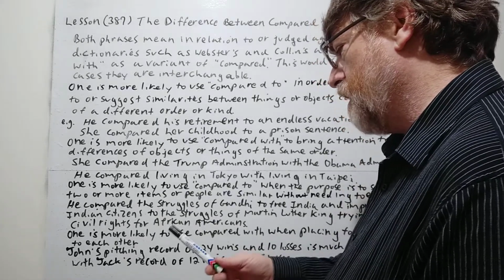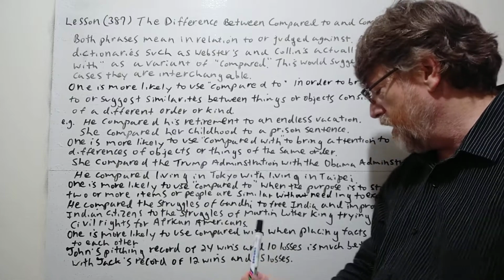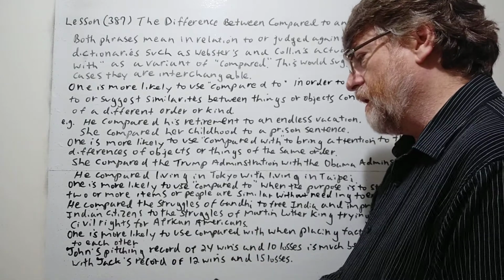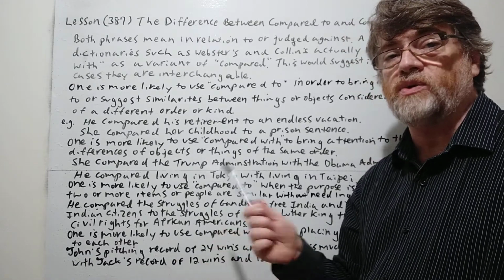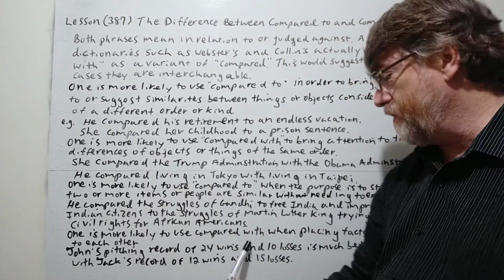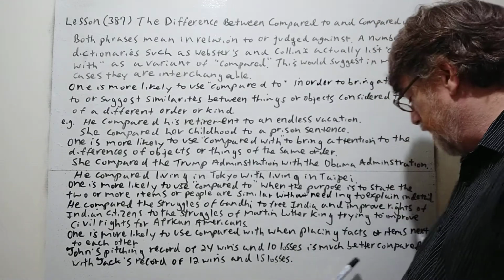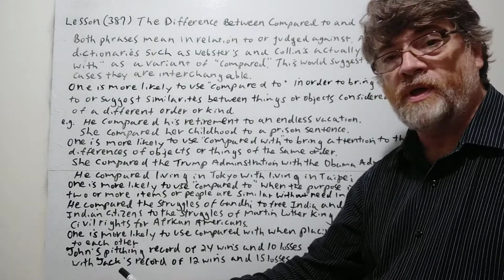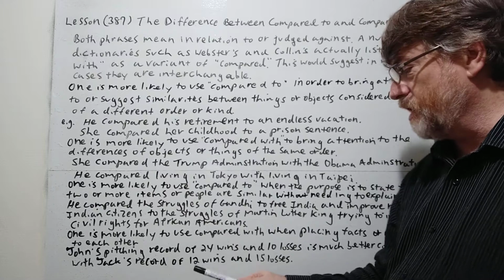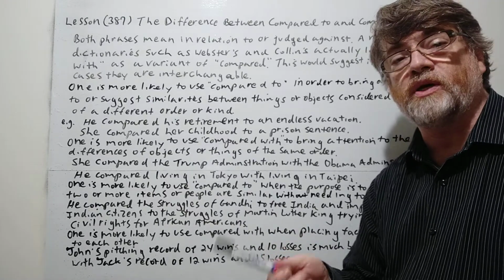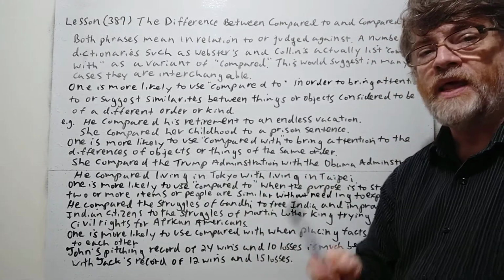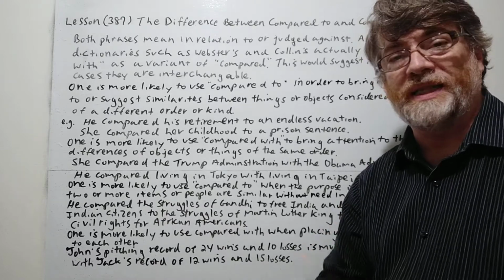All right, then we could say one is more likely to use compared with when placing facts or items next to each other. Okay. This one could be either stressing differences or similarities. John's pitching record of 24 wins and 10 losses is much better compared with Jack's record of 12 wins and 15 losses. So you're really putting the two records right next to each other so you can compare them and show the differences between them. But you have them kind of lined up. In this case, they say compared with would be a little more common.